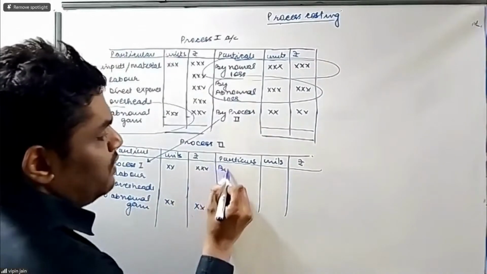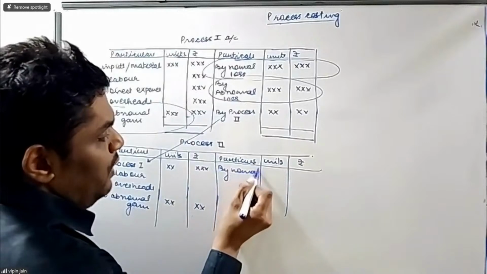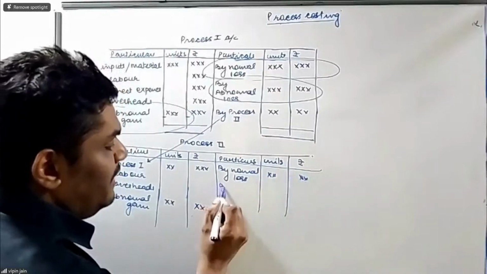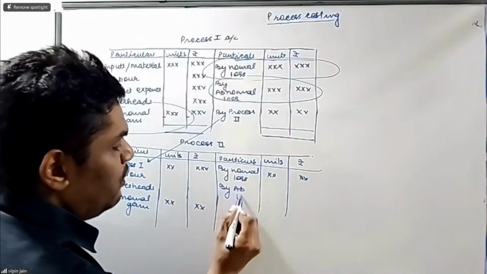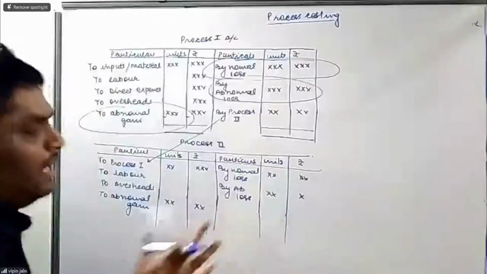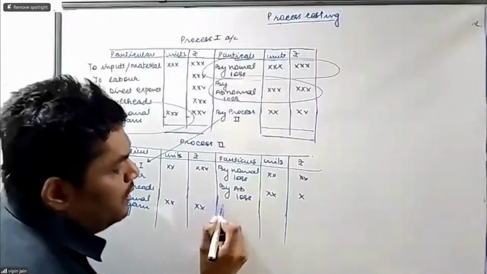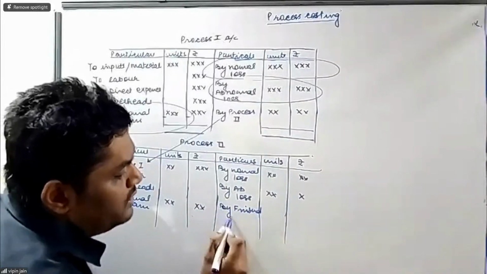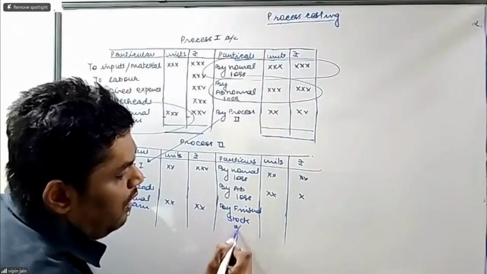If any normal loss is there, in the similar way, normal loss. If any abnormal loss is there, we'll write abnormal loss. And let's say there are only two processes involved. So by finished stock account.